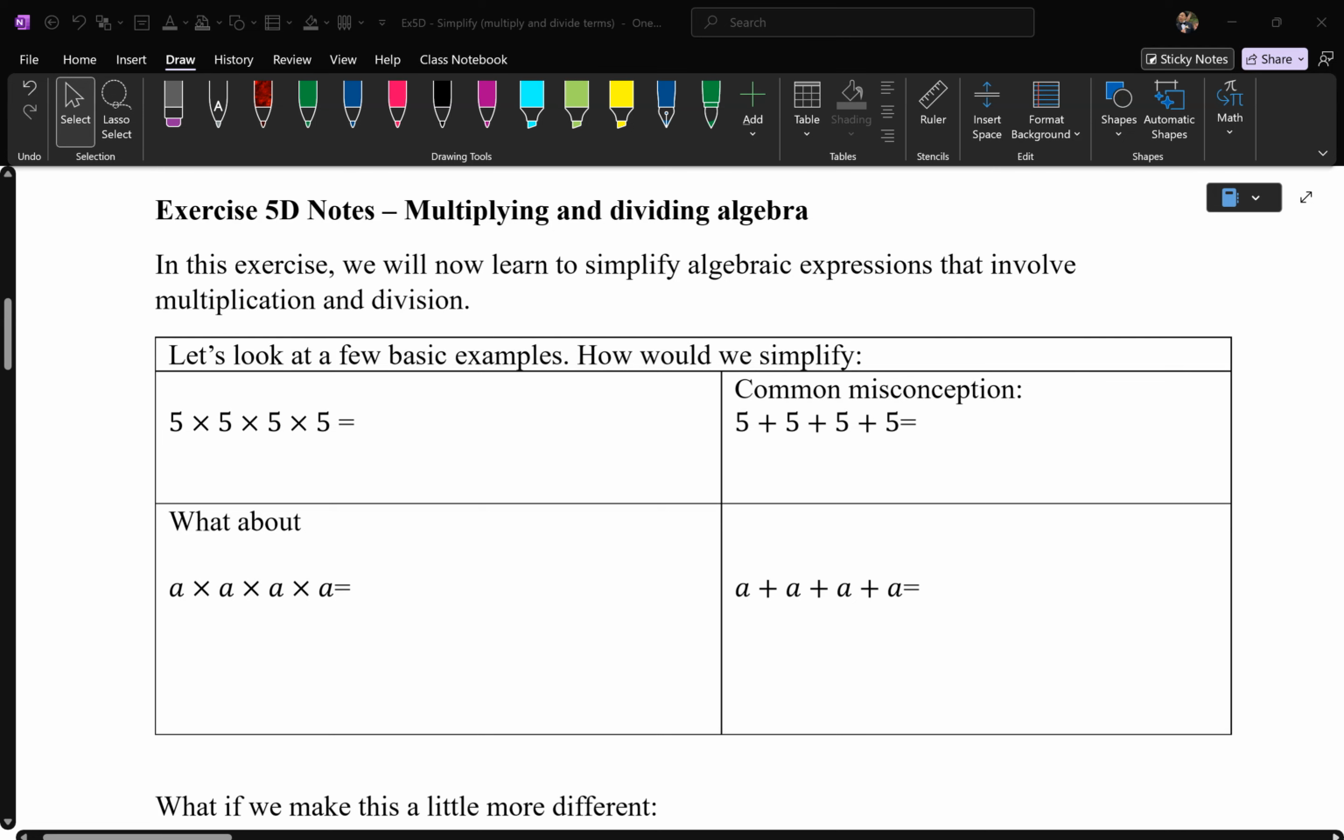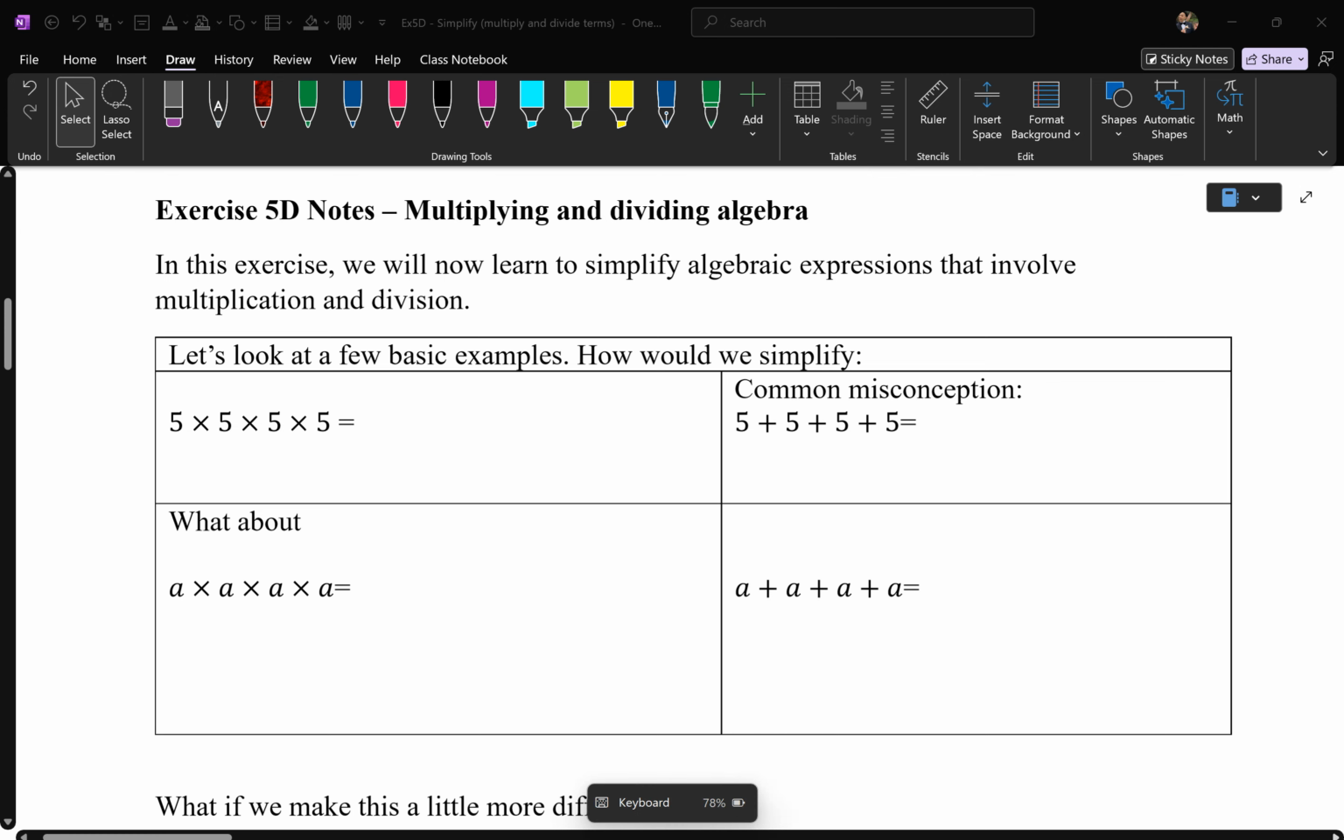Let's begin. Exercise 5D. So today's lesson, still relatively straightforward. You would have learnt how to collect like terms in the last exercise on 5C. 5D is also still collecting like terms, except this time we're doing it with multiplication and division. Let's have a look at the first one here.